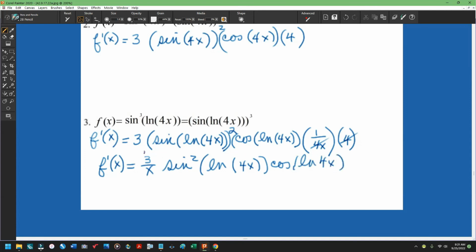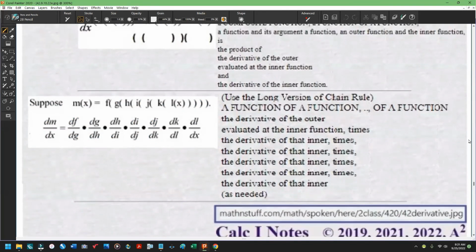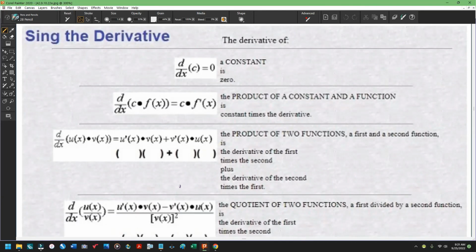The hard part is not taking the derivative. The hard part is cleaning up the algebra afterwards. So at this point in time, you've learned 4 songs.